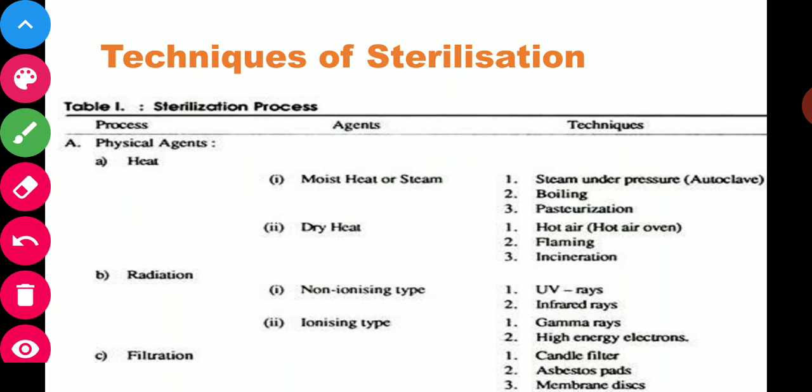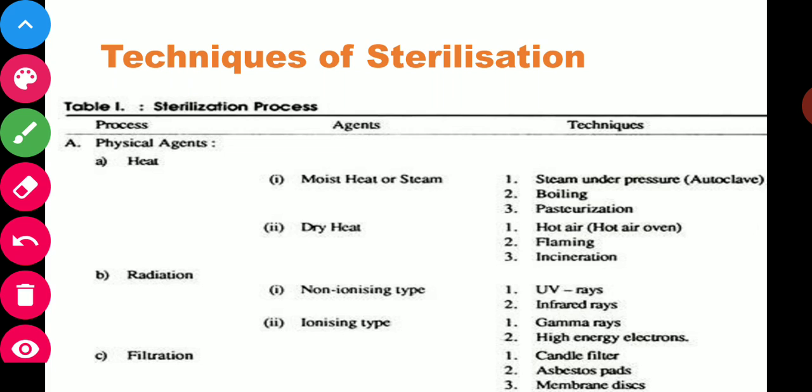The sterilization process includes some physical agents like heat. Heat may be of two types, moist heat or steam, or dry heat. Techniques used are steam under pressure, that is autoclave, boiling, pasteurization, hot air oven, that is used for dry heating, flaming, and incineration. These are all heating methods, which may be wet heat or dry heat.